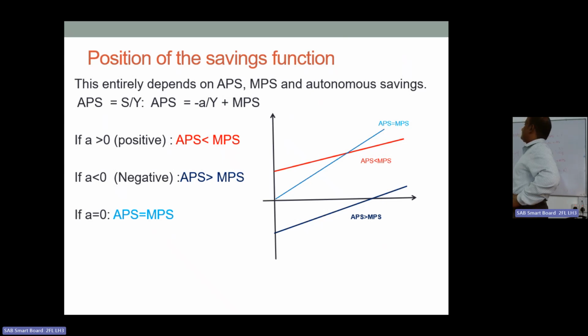APS is less than MPS, right? If A is negative, that means APS is higher than MPS, right? It's like a saving function. Sorry, if A is negative, APS is higher than MPS, right? So the normal saving function goes like this. If APS is equal to MPS, the saving function also goes like this, right? APS is equal.